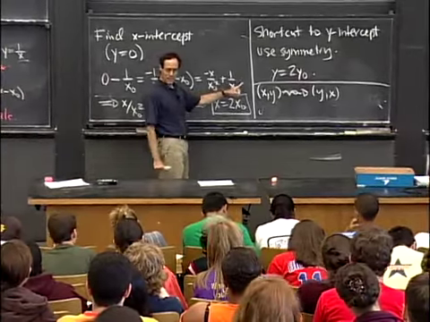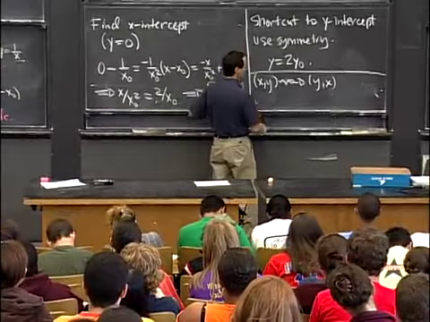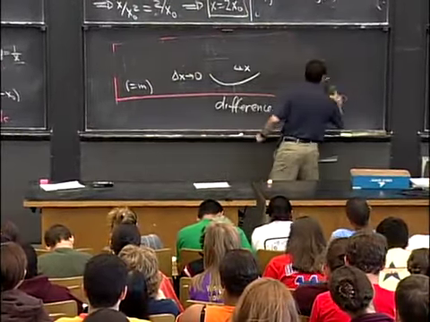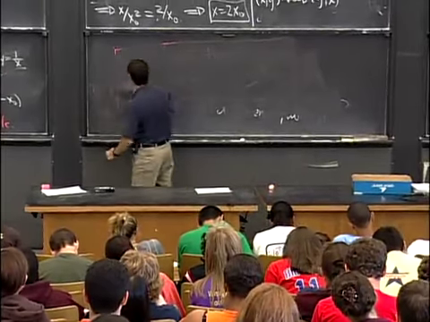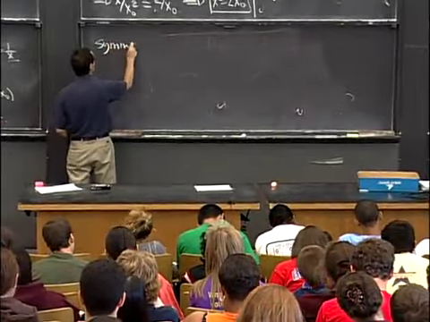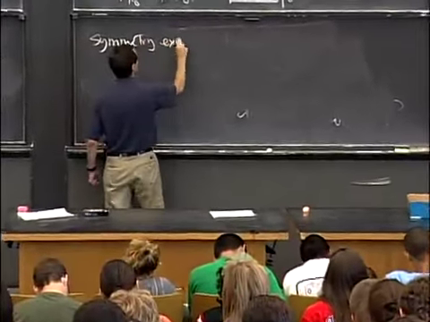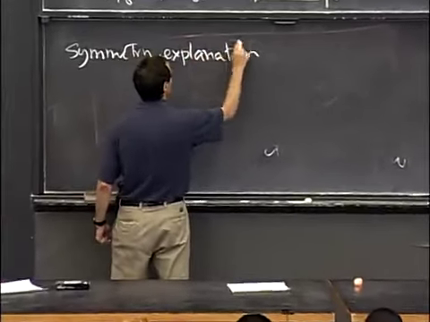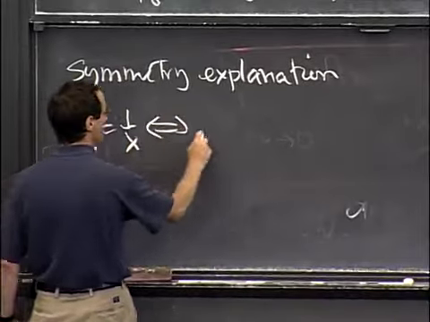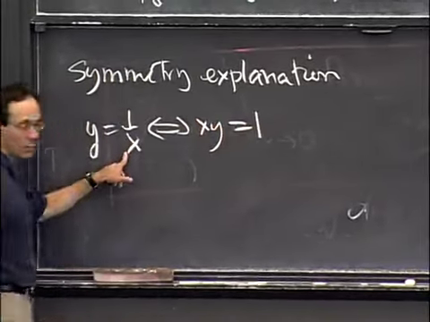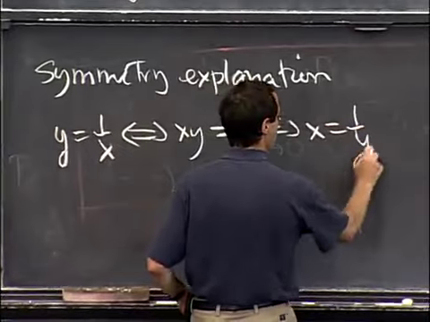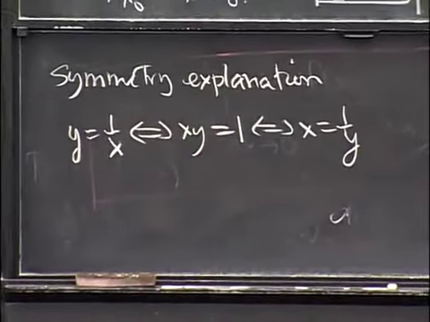So why is that? That's just an accident of this equation. The symmetry explained is that the equation is y equals 1 over x, but that's the same thing as xy equals 1, if I multiply through by x, which is the same thing as x equals 1 over y. So here's where the x and the y get reversed.